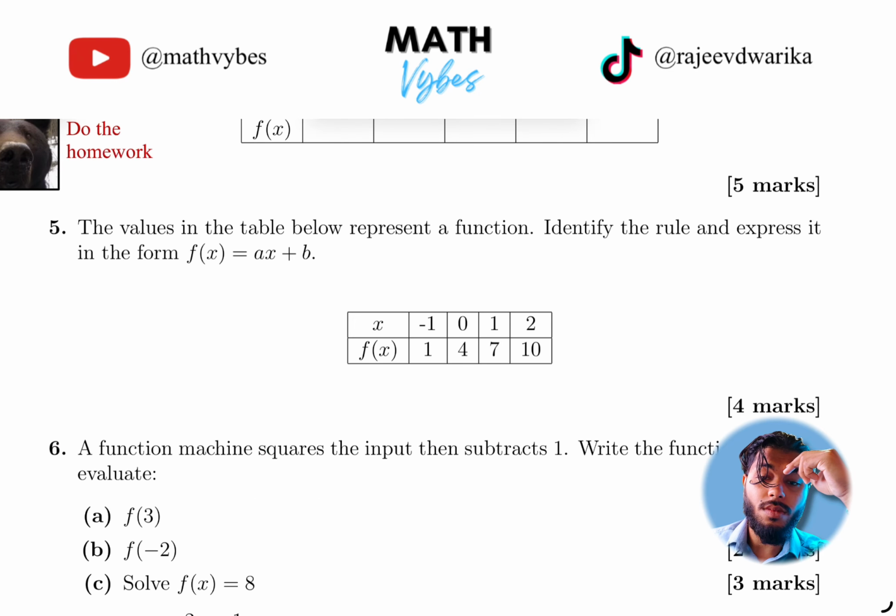Alright, boom. So quick question. The values in the table below represent a function. Identify the rule and express it in the form f of x is equal to ax plus b.